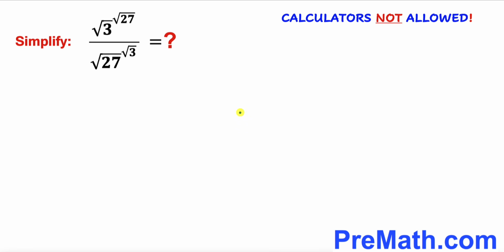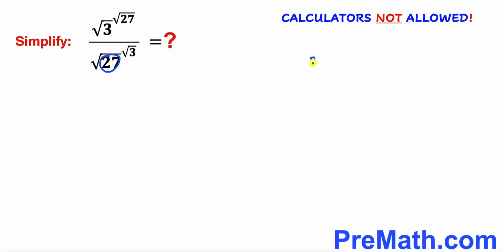Let's go ahead and get started, and let's focus once again on this given rational expression. And now we are going to find the exact value of this rational expression by simplifying. And since we are not supposed to be using calculators of any kind, we are going to manipulate both sides of this rational expression. And here's our very first step. Let's focus on this radicand 27.